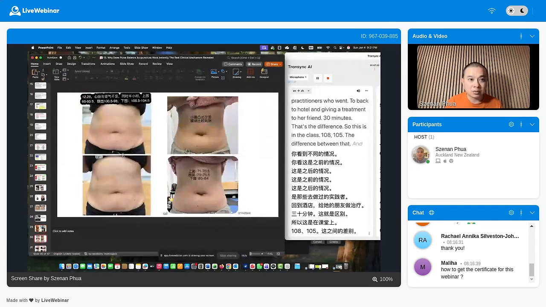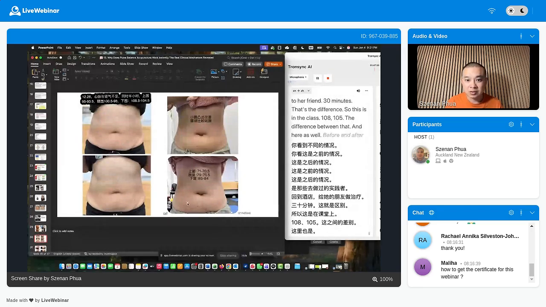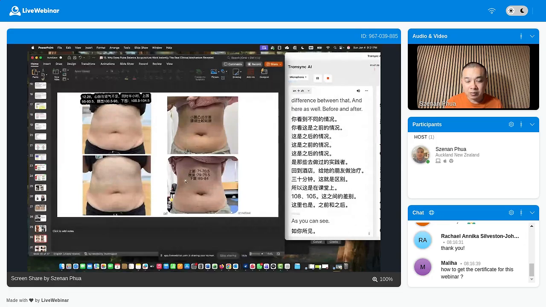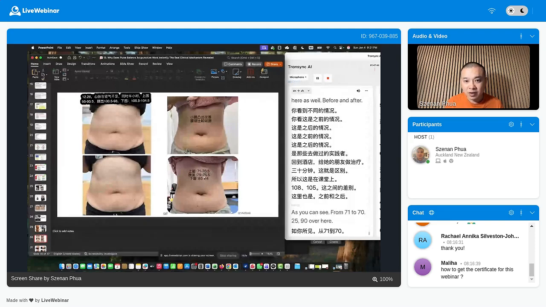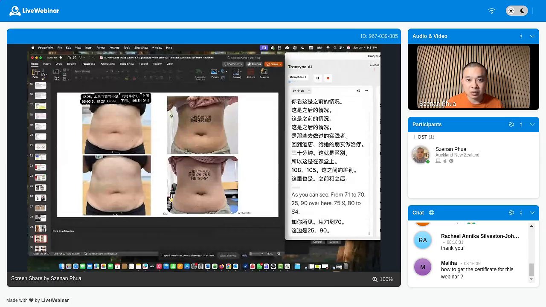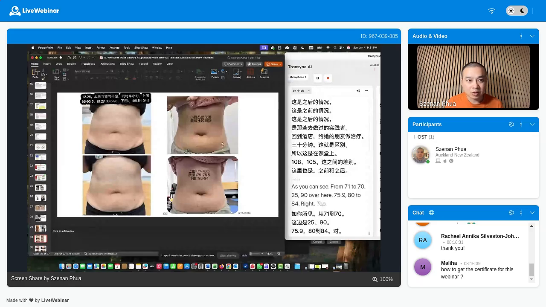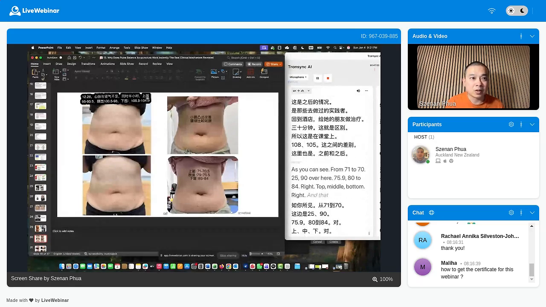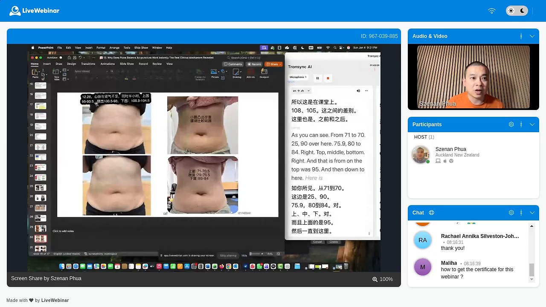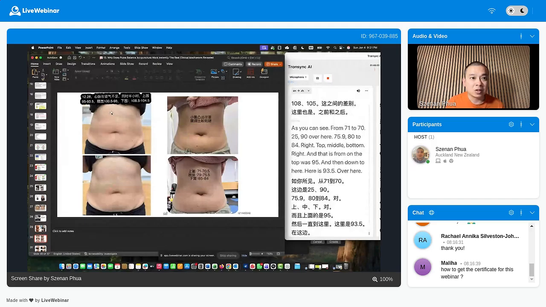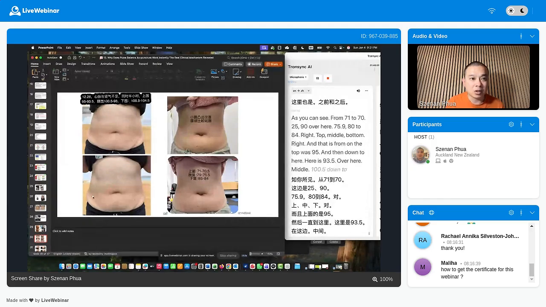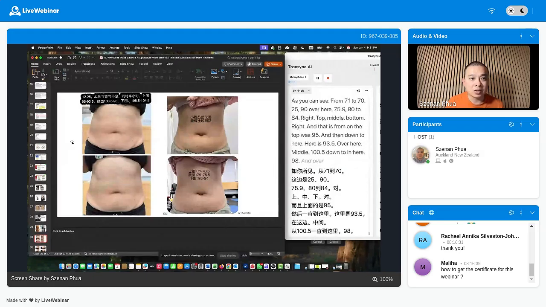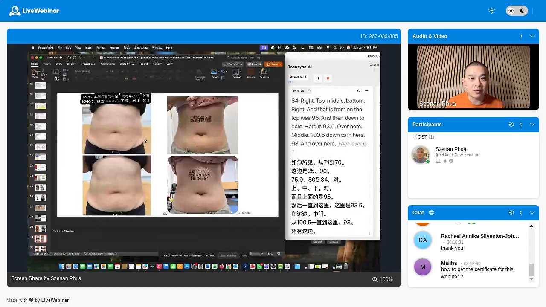And here as well, before and after, as you can see, from 71 to 70.5, 90 over here, 75.9, 80 to 84, right? Top, middle, bottom, right? On the top it was 95, and then down to here, 93.5. Over here, middle, 100.5 down to 98. And over here, that level is 108.5, and down here this level 104.5.